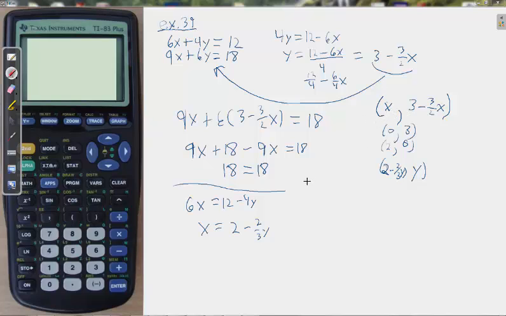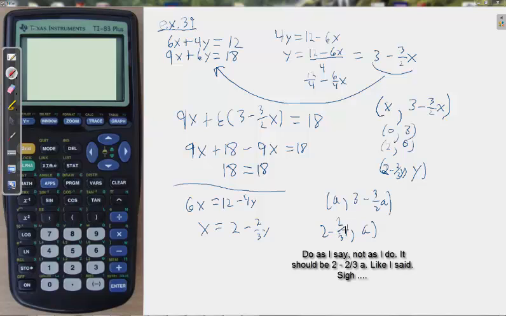Online, sometimes they might write it like this, but more often they will say, if you have a dependent system, let x be a, in which case y would be 3 minus 3 halves a. Or if they said let y be a, then you'd have 2 minus 2/3 a. It's the exact same idea.